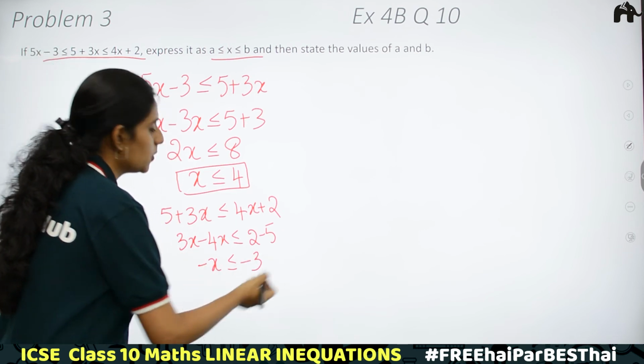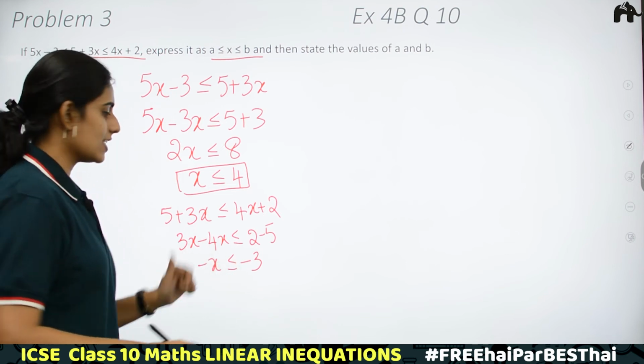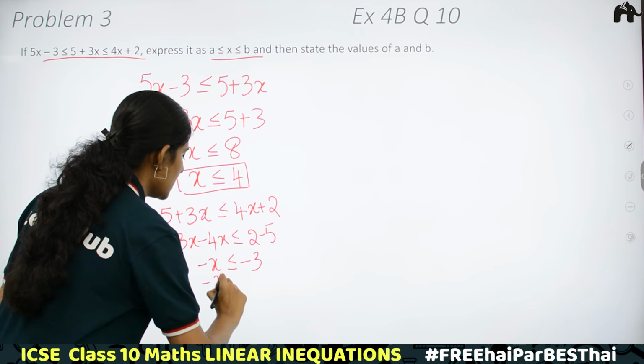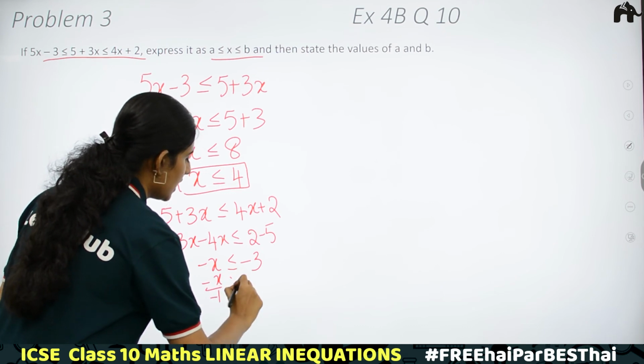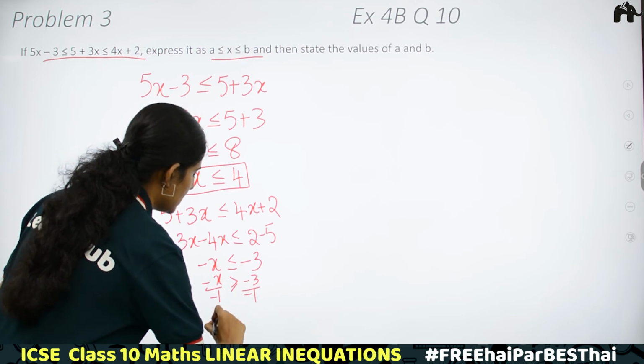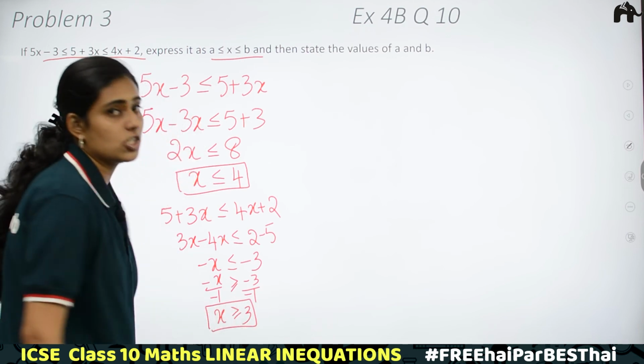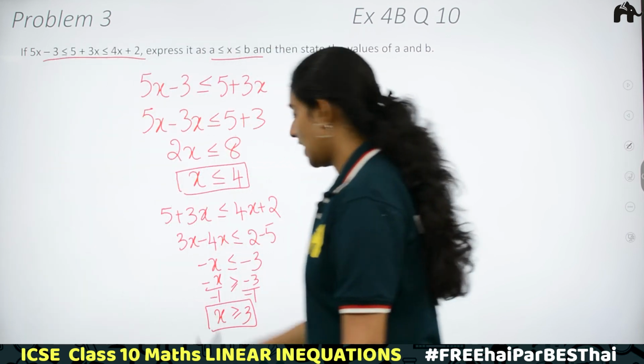To remove the negative, we can multiply or divide by minus 1. When I divide on both sides by minus 1, I should reverse the inequality as well. That is minus x by minus 1 greater than or equal to minus 3 by minus 1. That is x greater than or equal to plus 3. This is the second condition of inequality.